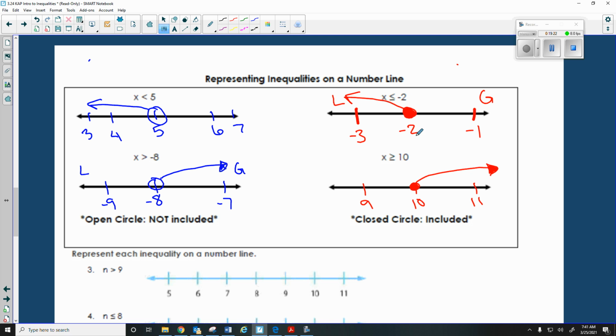It can be the same as that value. So -2 can be equal to, so it's closed in, I'm including it, and then it's every number that way. Again, 10, I can use it in there, and then every number this way. When it has the line, it's closed. When it doesn't, it's open.